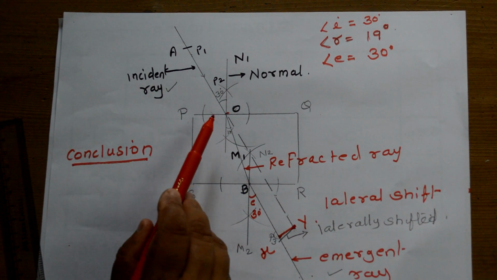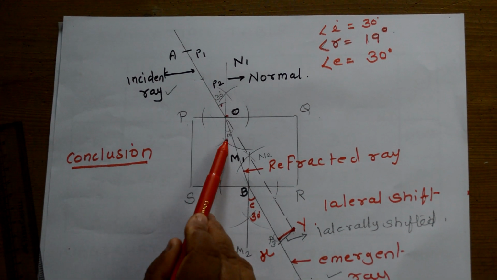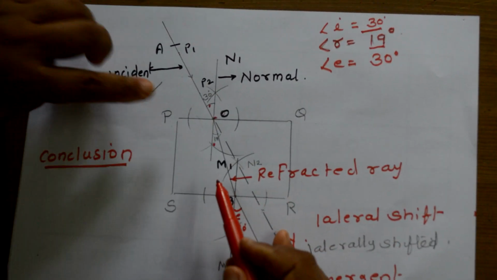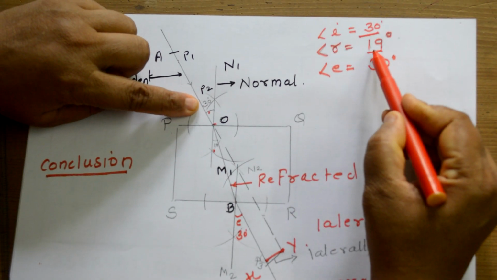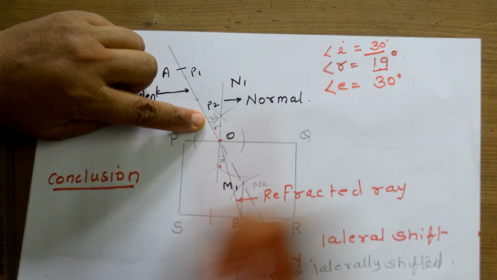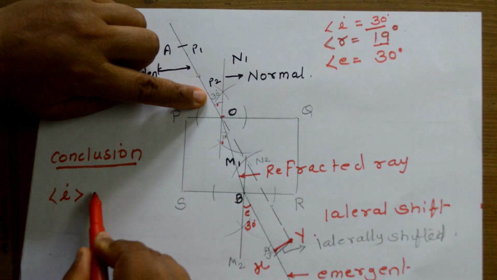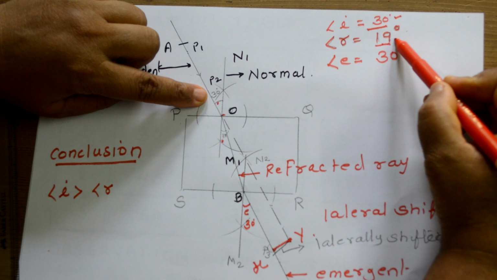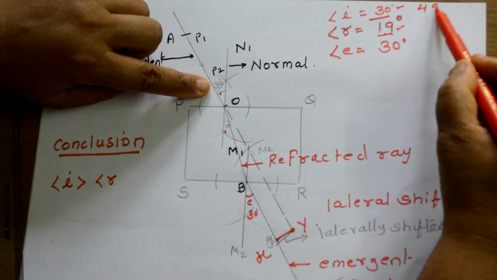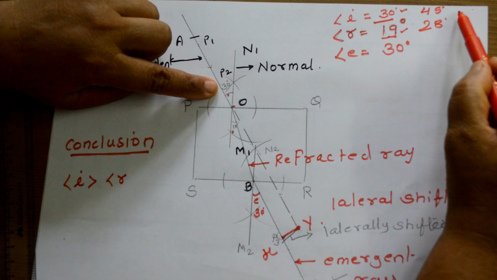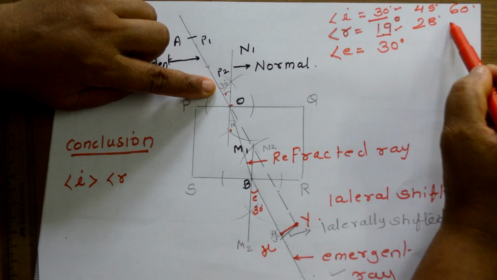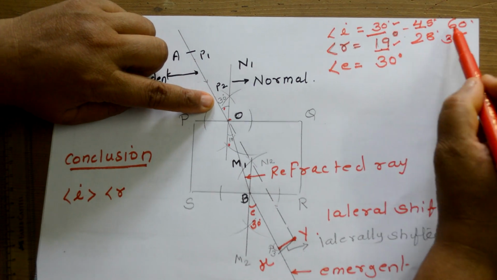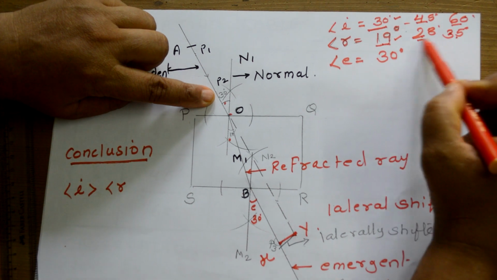The angle of incidence you found is always greater than the angle of refraction in every case. You saw when the angle of incidence was 30 degrees, it was 19. When the angle of incidence is 45 degrees, it is 28 degrees. And when the angle of incidence is 60 degrees, the angle of refraction is 35 degrees. So always the angle of incidence is greater than the angle of refraction.